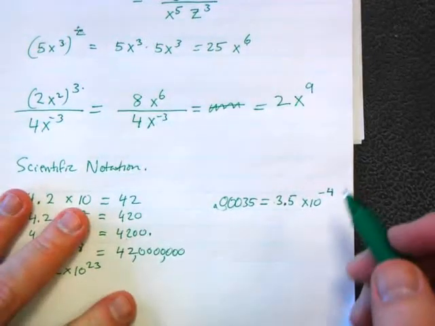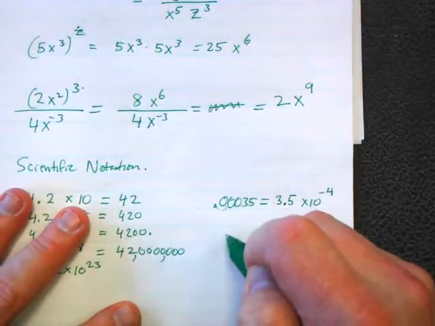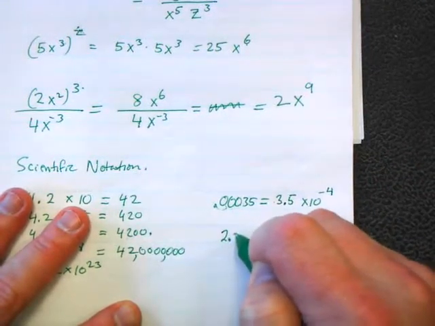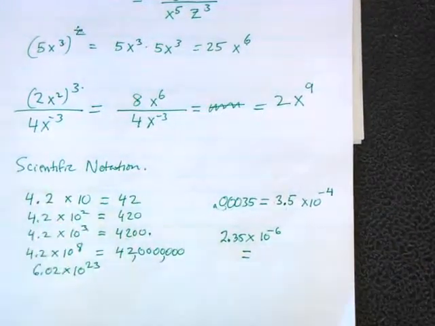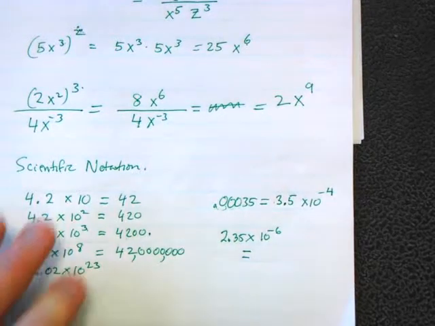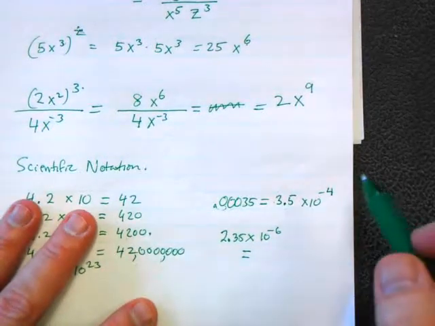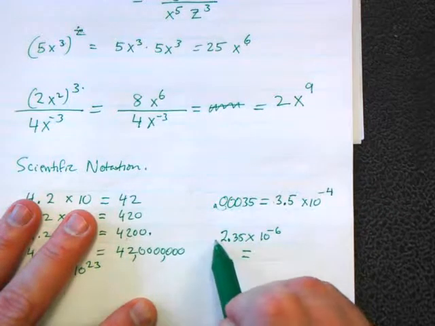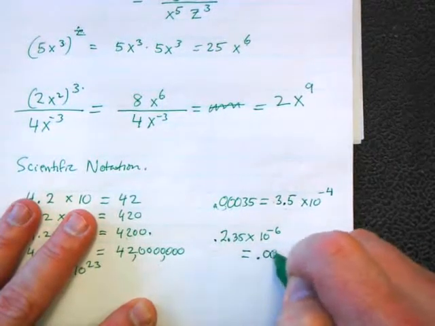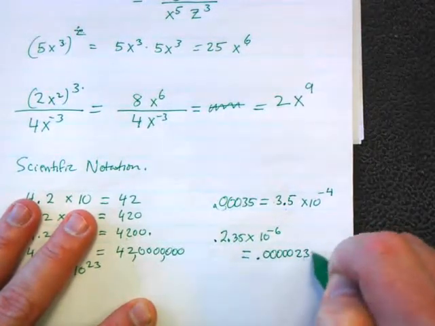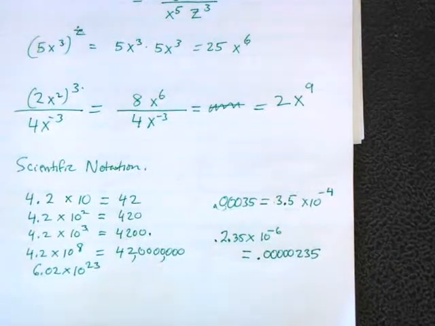Or how about 2.35 times 10 to the -6? How would you write that as a decimal? How many places do I move the decimal point? 6. So I'll move it here is 1, and then I got to go 5 more. So I need a decimal point, 5 zeros, 235. That's how you would write that in standard notation.